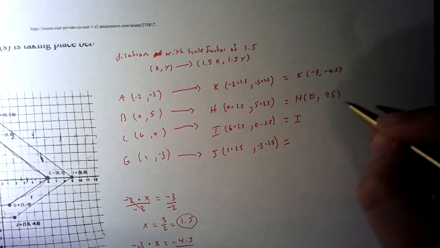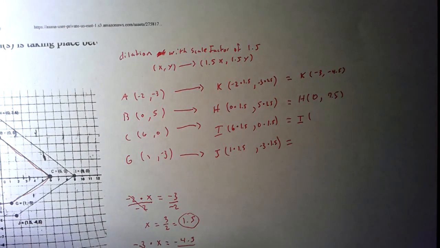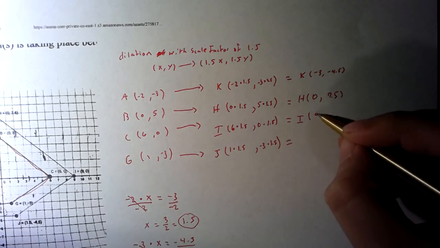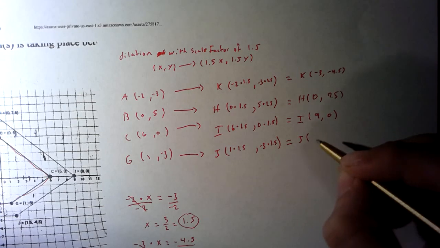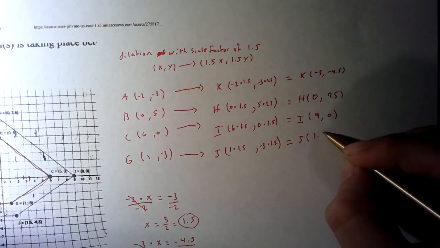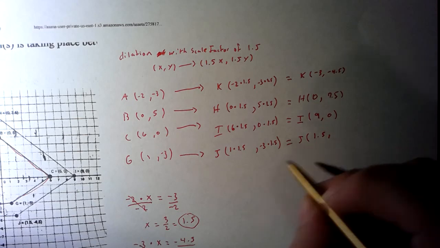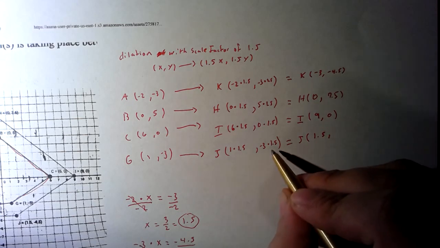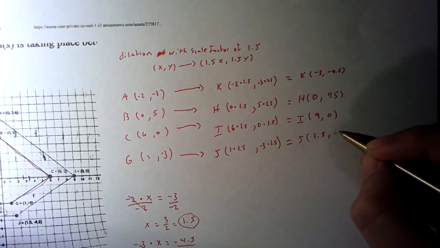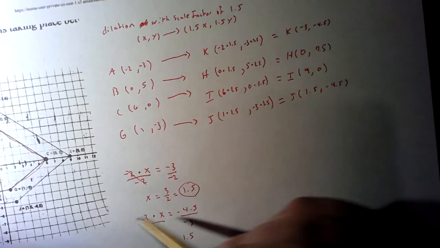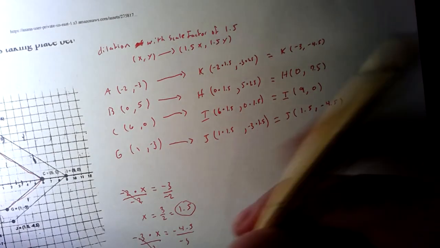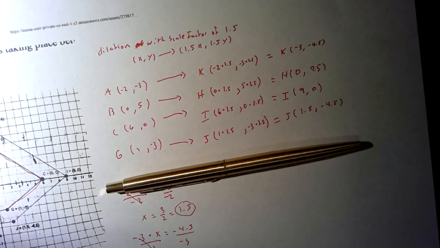And then for I, we get 9, 0, and then finally here J is going to be 1.5, comma, negative 4.5. Alright, so that's what you want to write down to show your work and the final answer here. So that's how you do that problem, and we are done for this video.